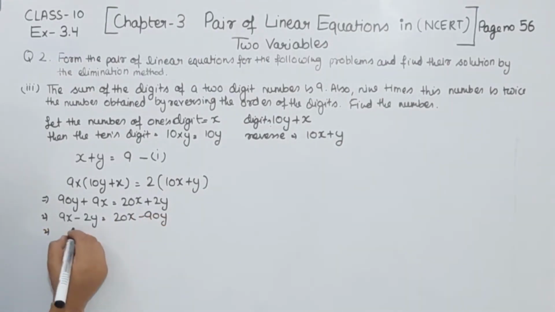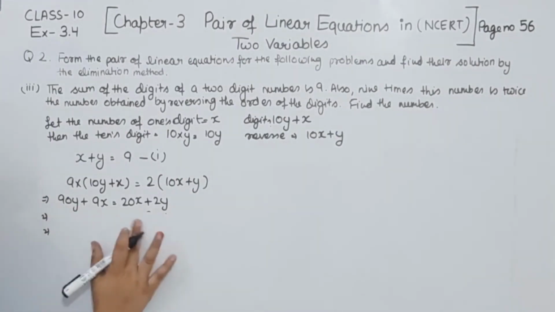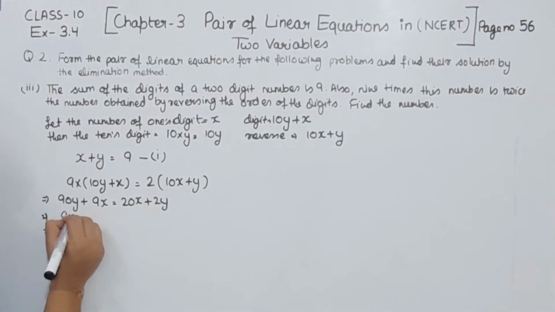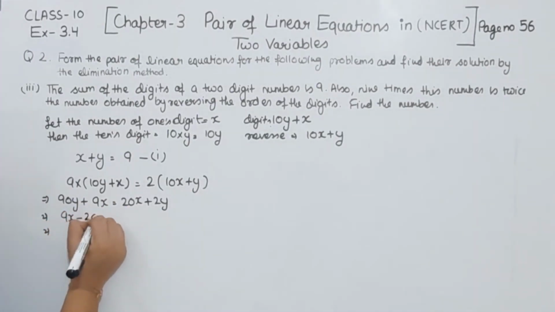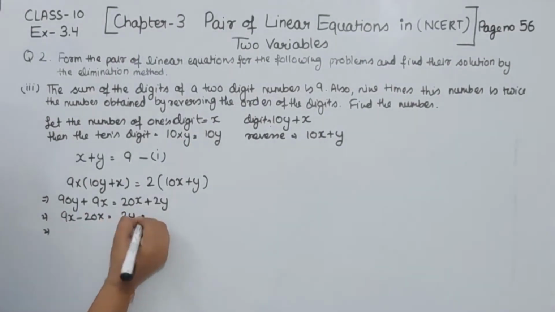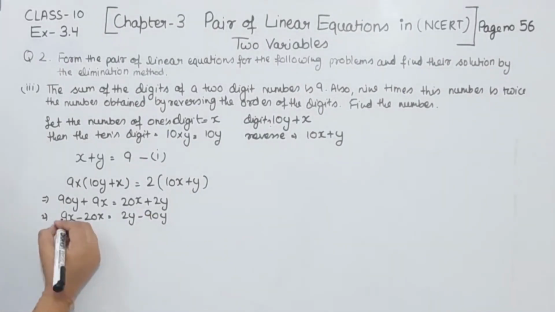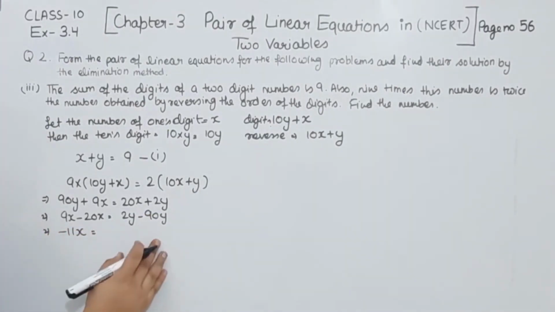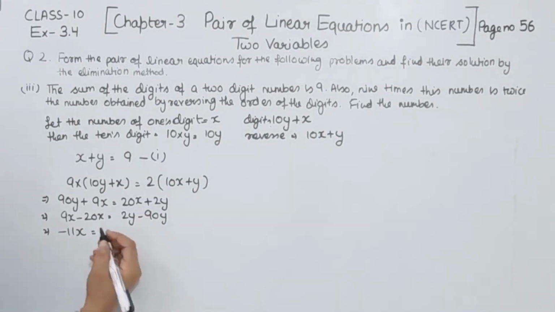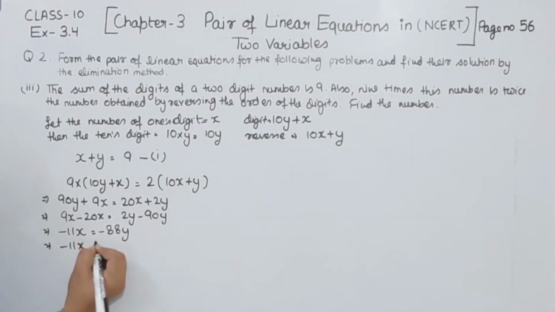So this one we are having plus minus minus. We have to transpose like terms: 9x minus 20x and 2y minus 90y. Now 9x minus 20x is equal to minus 11x and here 2y minus 90y, so we will have minus 88y. Now we will transfer this one here, minus 11x plus 88y is equal to 0. So this one is equation number 2.